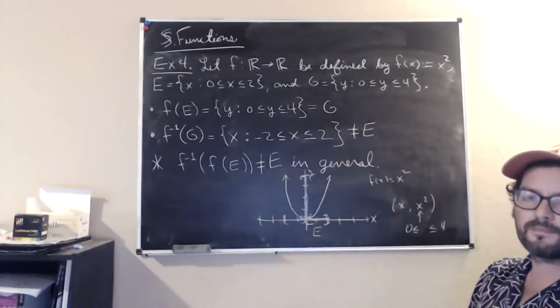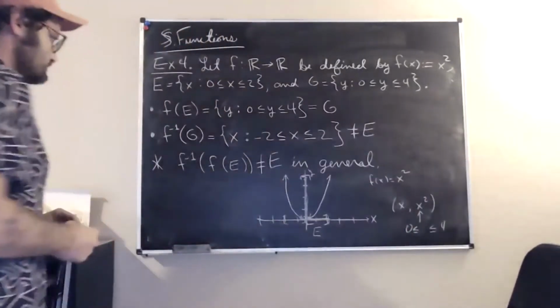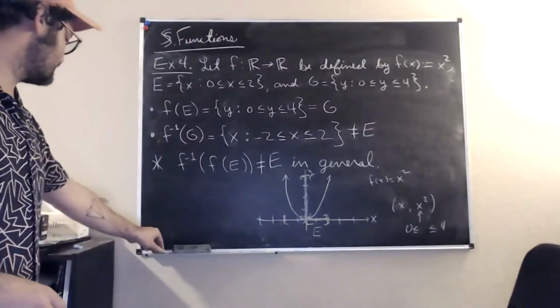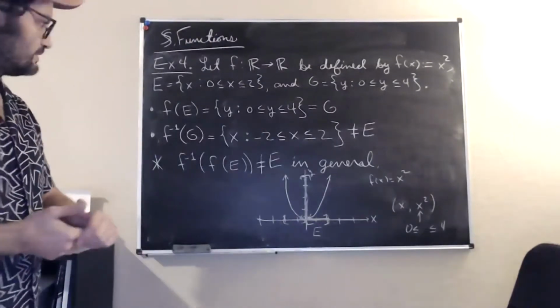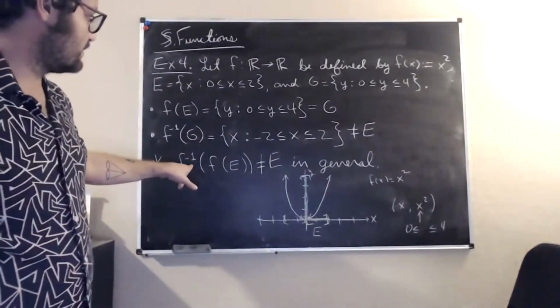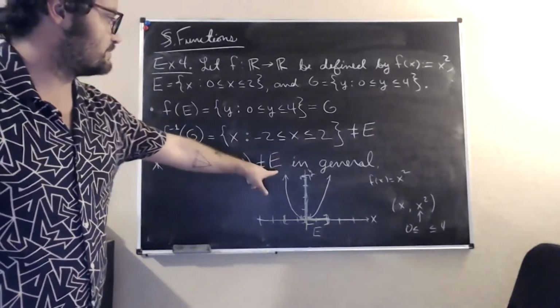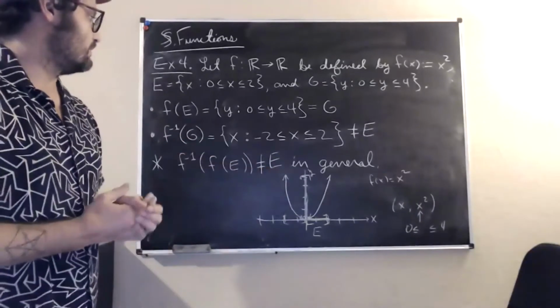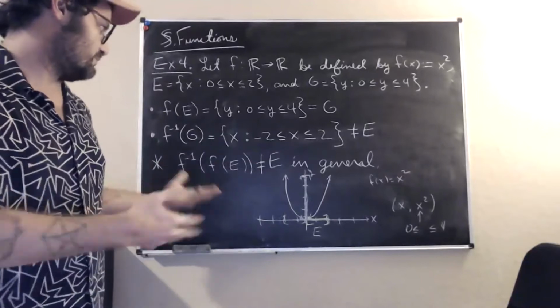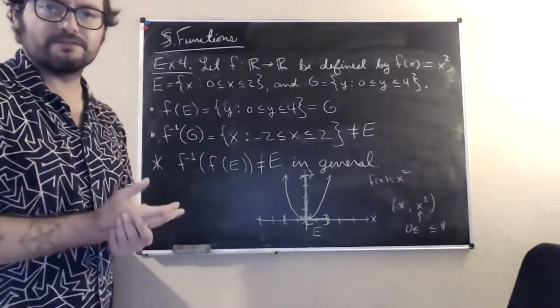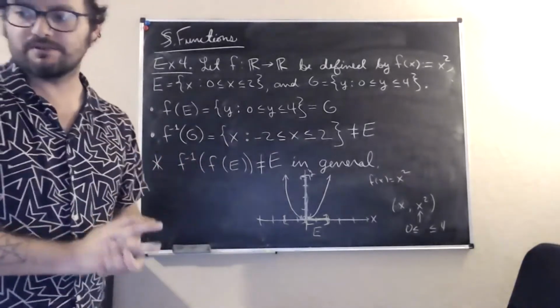Okay. So this motivates the following definitions. It's not always the case that the inverse image of the direct image equals the original set. However, what types of sets satisfy this? What types of functions satisfy this?